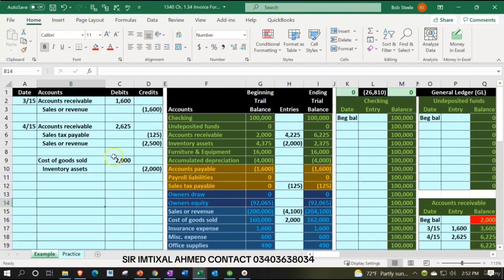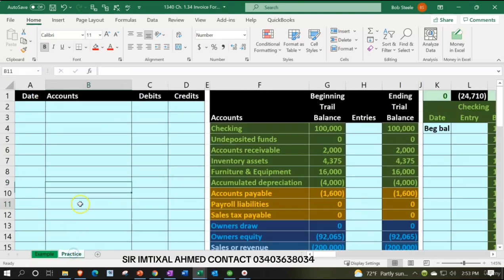Okay, so let's go ahead and do that. We're going to do 2 transactions up top, one as if it's a service item, and then take a look at that more complex inventory item. Let's go to the practice tab to get it done.